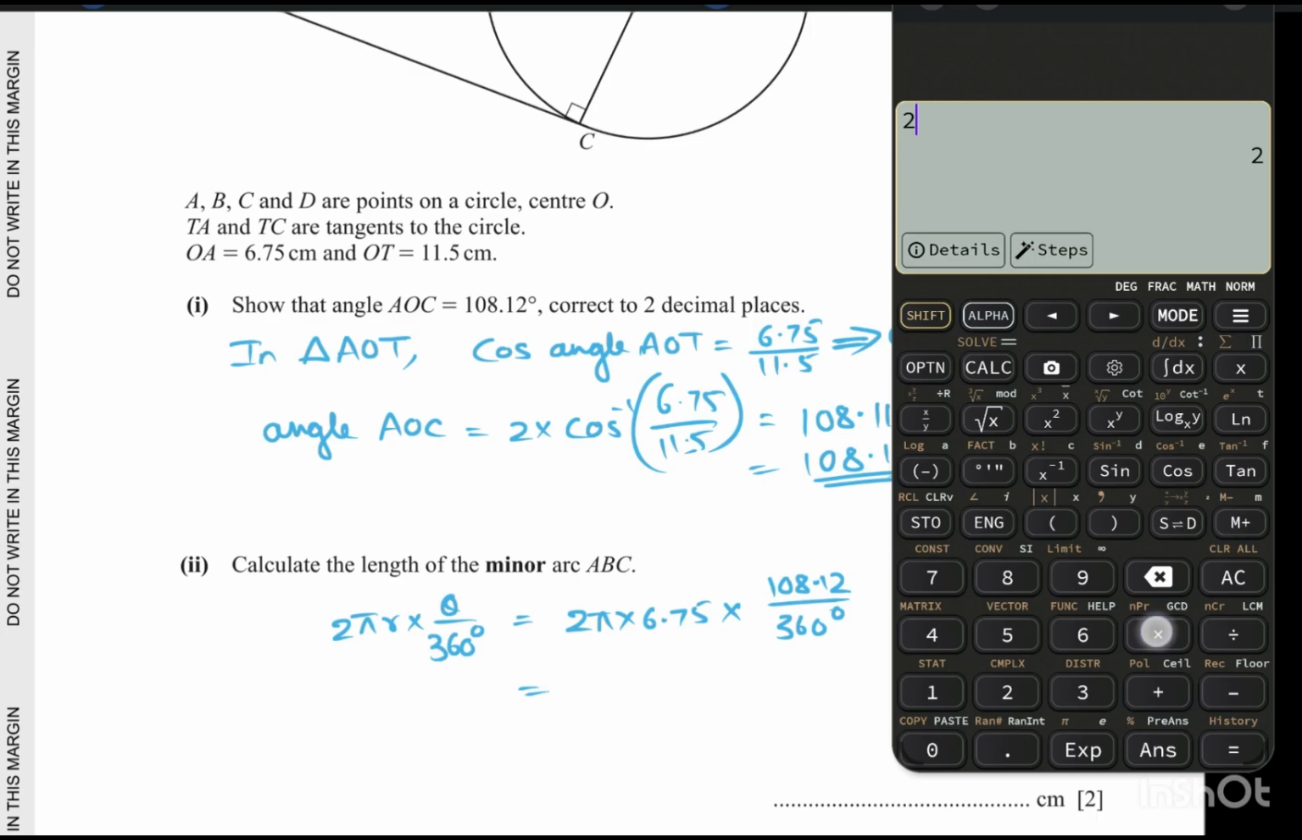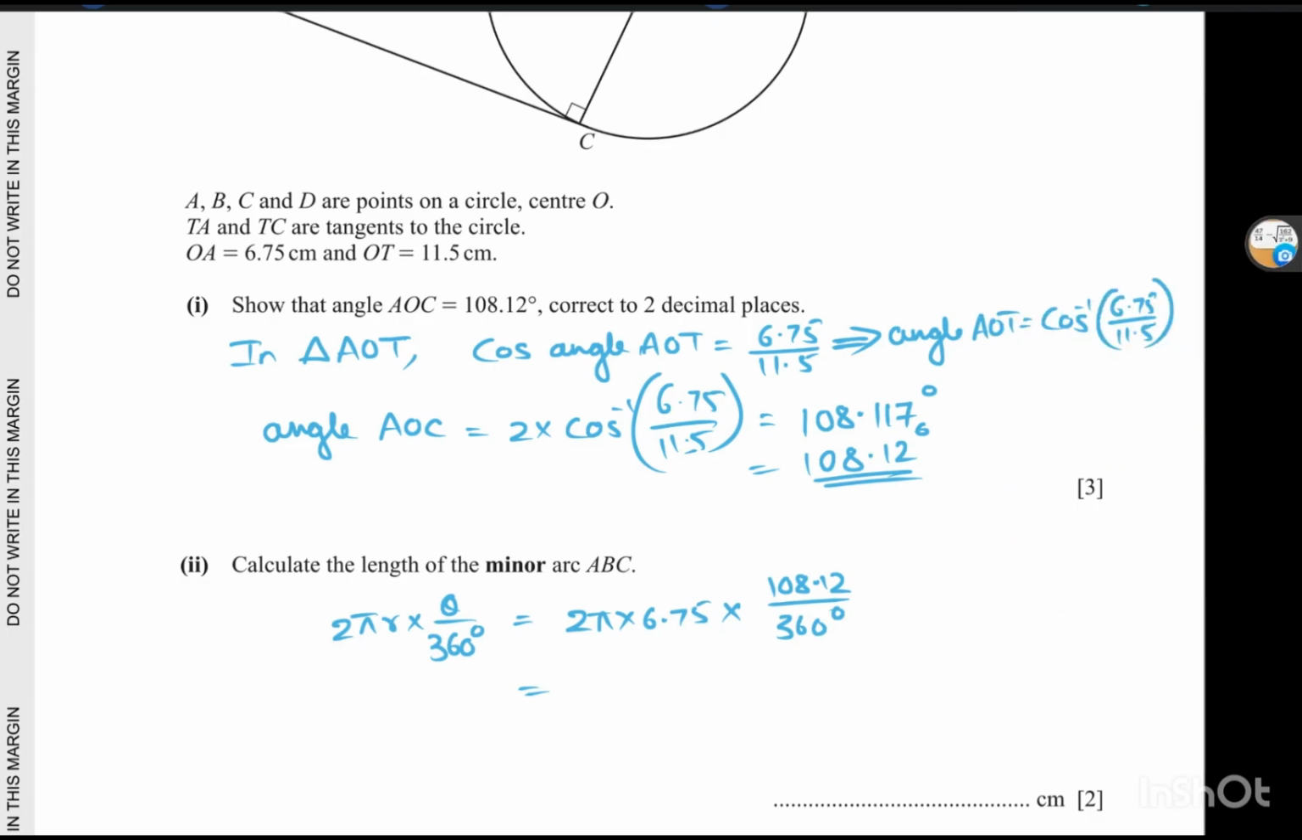Find out. 2 into shift button pi into 6.75 into 108.12 by 360, that gives 12.737. So the answer will be 12.74 centimeters. So this is the length of the minor arc.